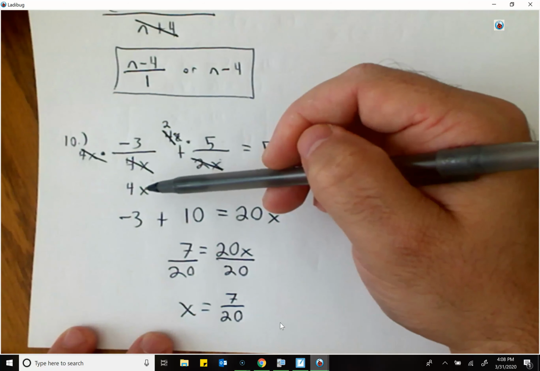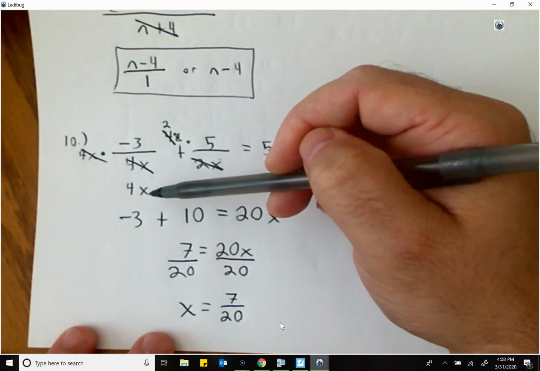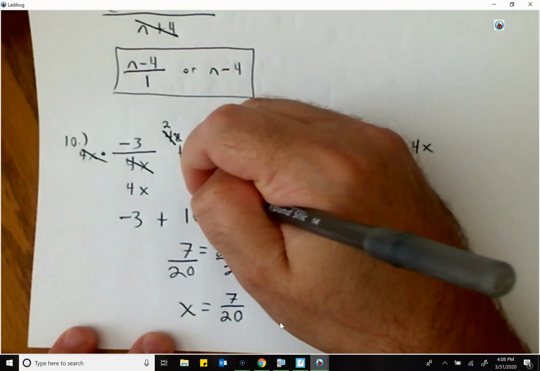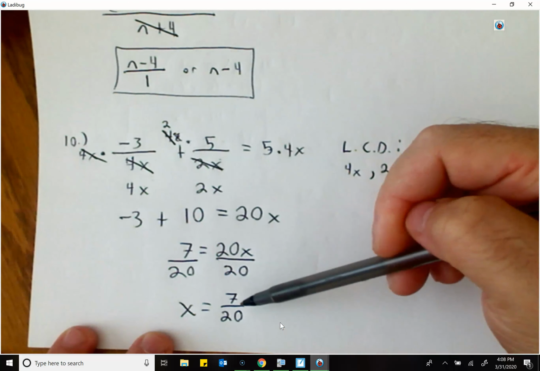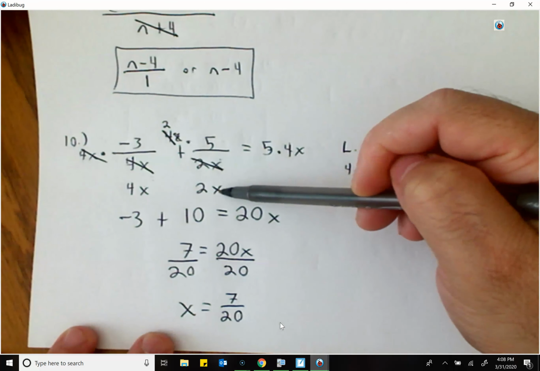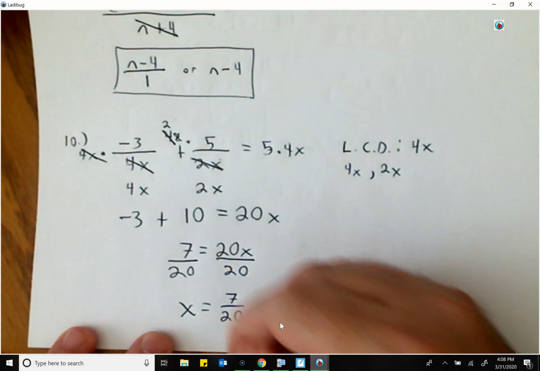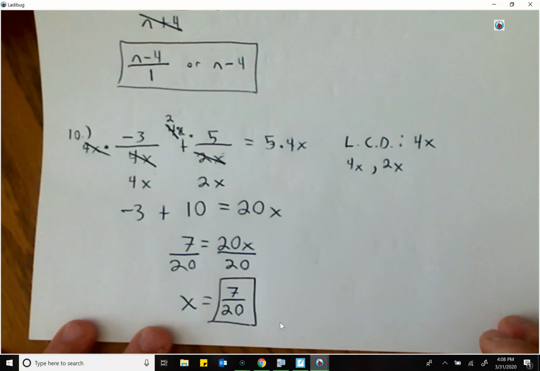Kind of trying to do this in my head. That cancels out. It gives you 7 over 5. That's definitely not 0. And then the same thing over here. That denominator was 2x. If I plug 7 over 20 in here, does that give me 0? No. It gives me 7 over 10. So since these are not zeros, this answer is valid. Okay? So the answer is, in fact, 7 over 20.